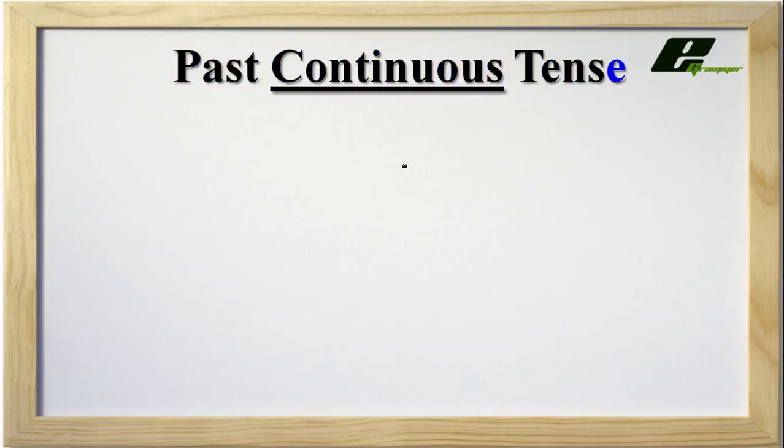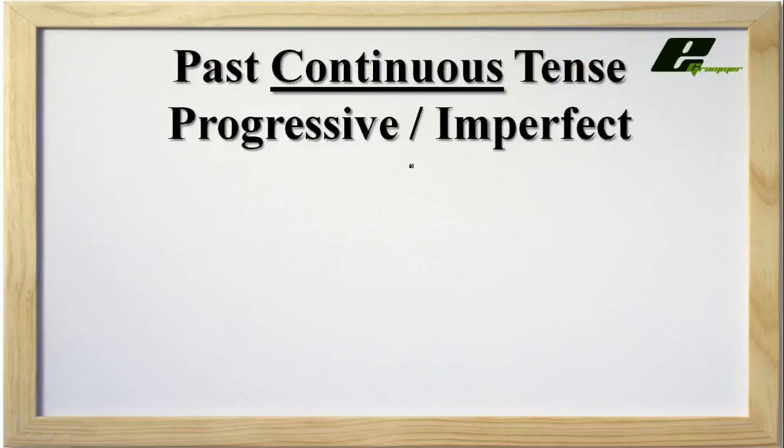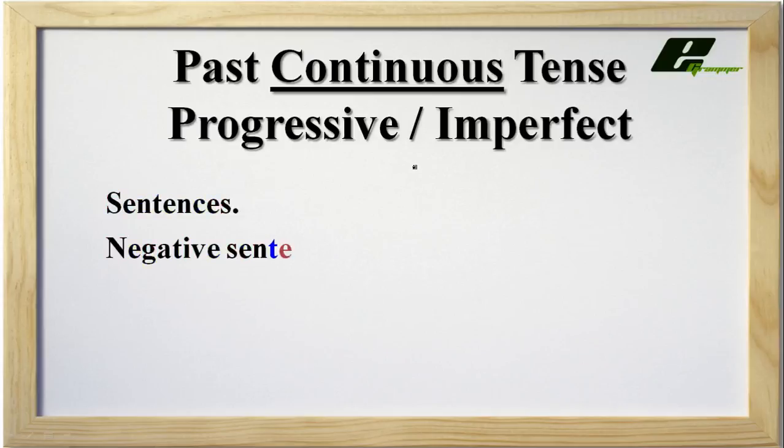Hello everyone, let us see past continuous tense today. This tense is also known as past progressive tense and past imperfect tense. In this part, we are going to see sentences, then some negative sentences, and then questions.